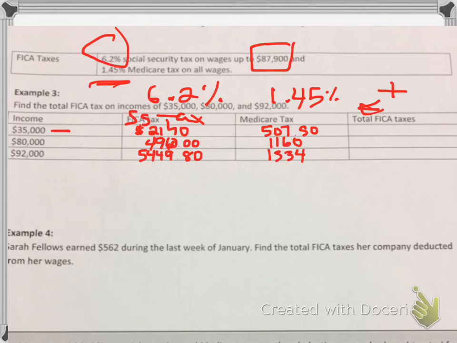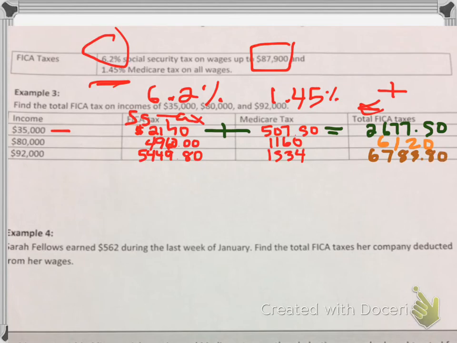Then, like I said, you guys, I'm just going to add in this direction. So those two added together equals the total tax over here. So when I do that over here, I get $2,677.50. And then on the next one, when I add those two together, I get $6,120. And then on the last two, when I add them together, I get $6,783.80.